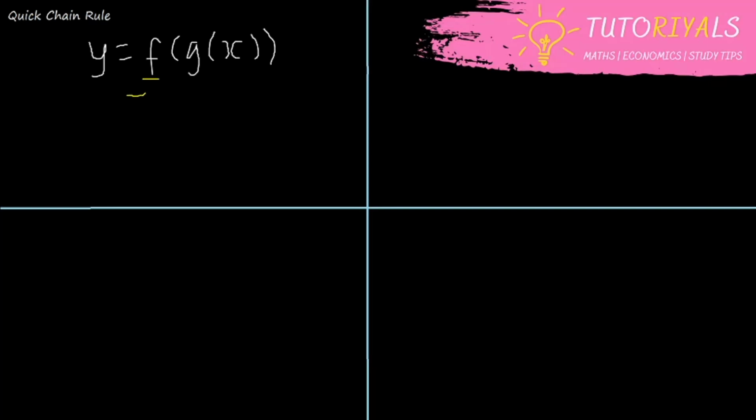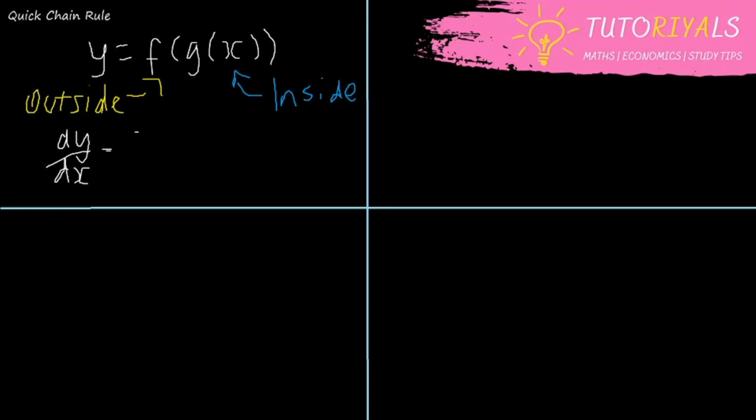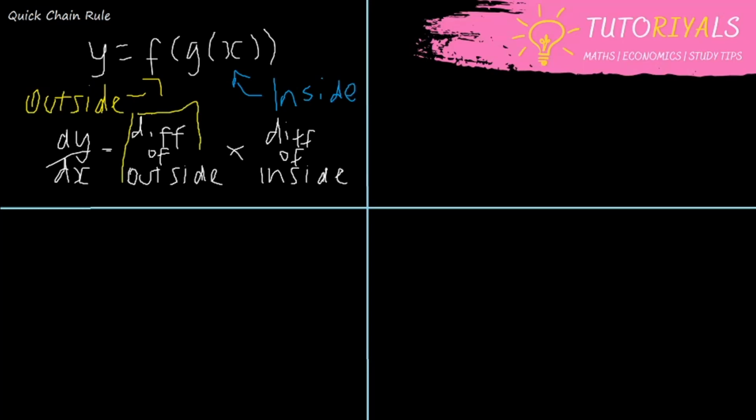We have an outside function, f, and an inside function, g. To find the derivative of y with respect to x, we differentiate the outside function and multiply it by the differential of the inside function. It's as simple as that. Now it's easier to be able to gauge this better using examples.